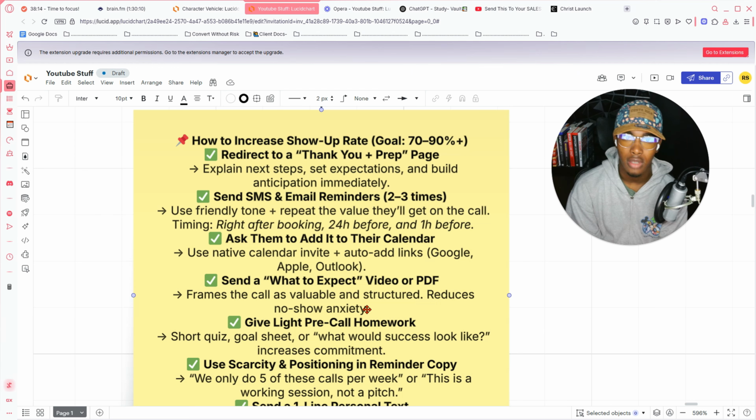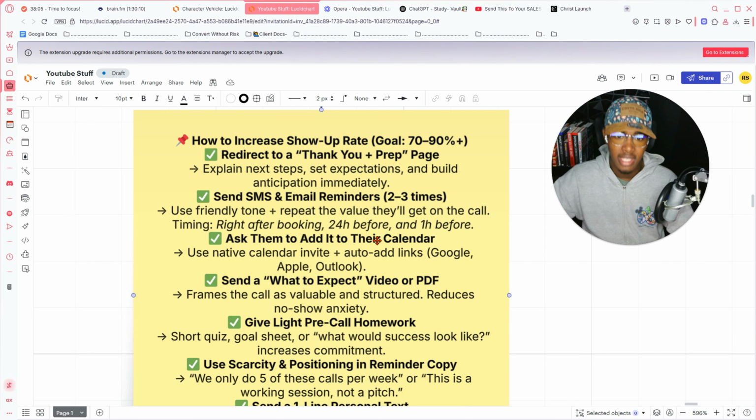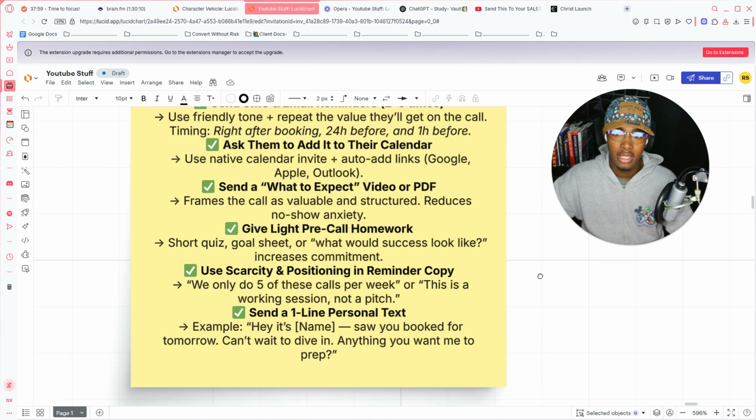Meaning, write down, make a list of every objection that is likely to happen, and then from there, make a video countering every objection and add it to your confirmation page, so that you can break those mindsets before you get on a call and have to wrestle with people about these certain things.